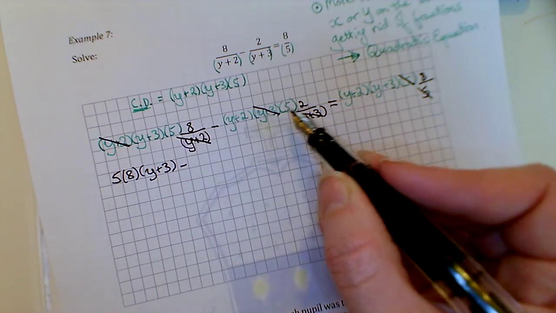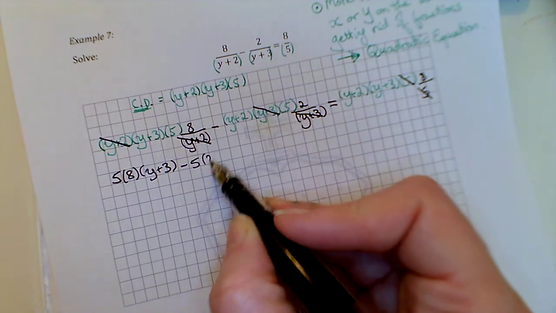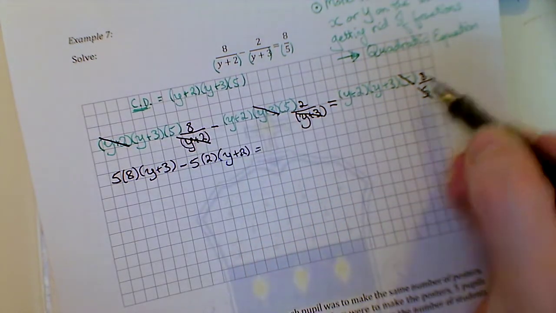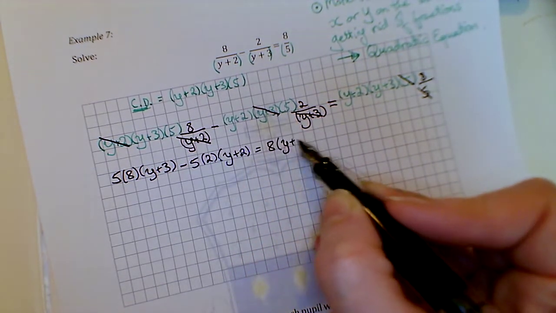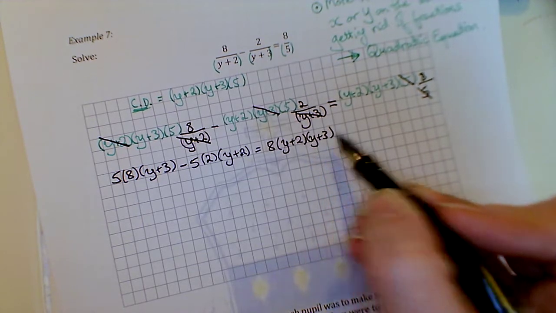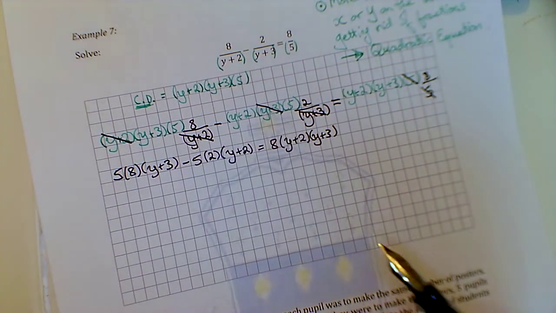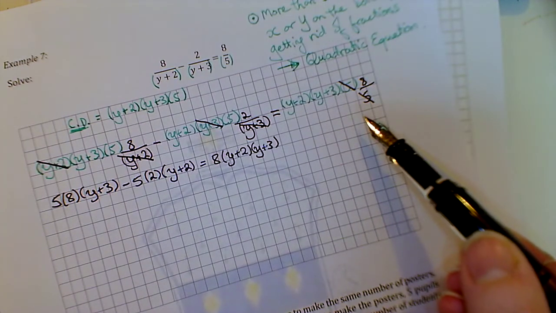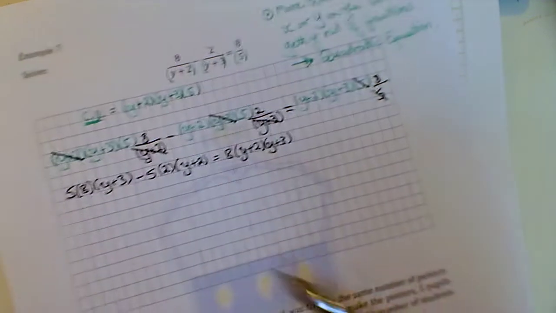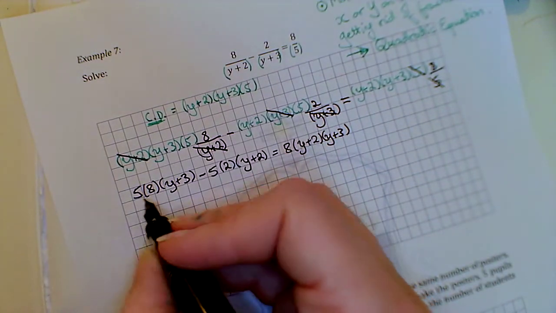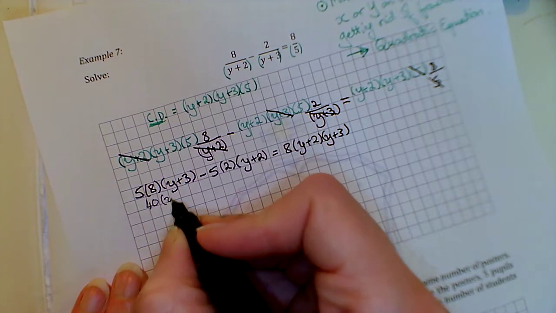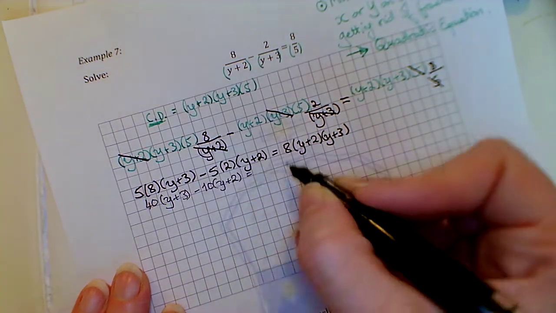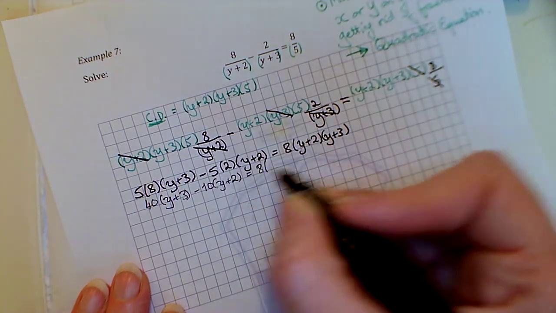Here, I'm going to put the numbers in front. I'm going to have 5 by 2 by y plus 2 equals 8 by y plus 2 by y plus 3. Okay, so all I've done there is I've written down what was left over after I had done my cancelling. The next step then is to multiply out my brackets, and I might do this in 2 steps. So I've got 40 by y plus 3 minus 10 by y plus 2 equals 8. I'm going to do the brackets first.